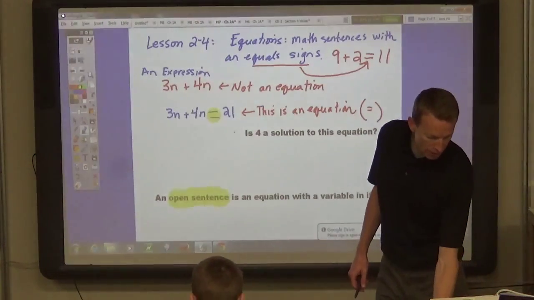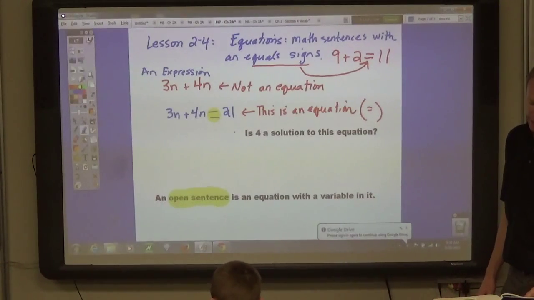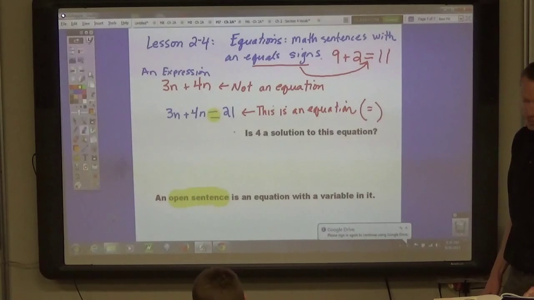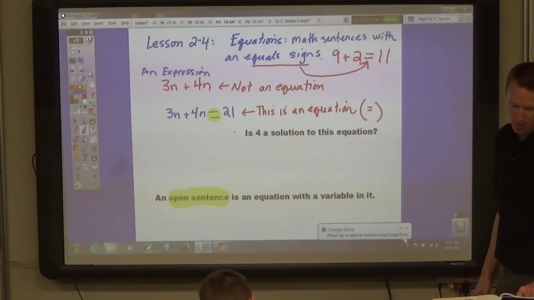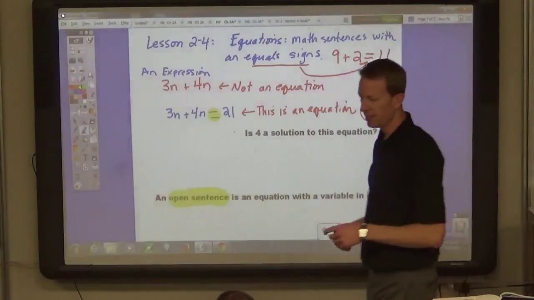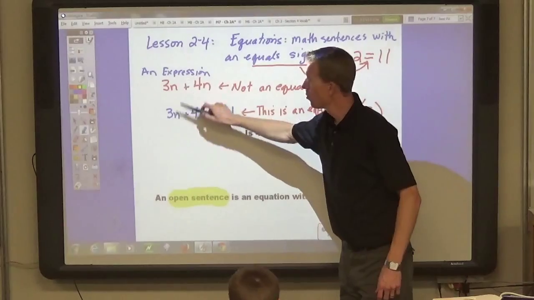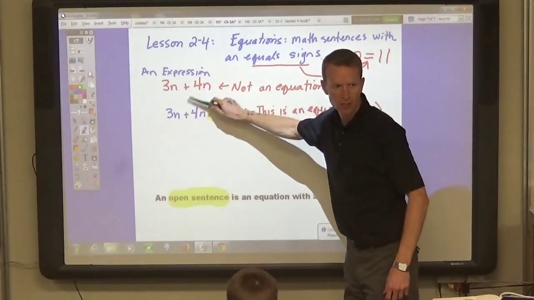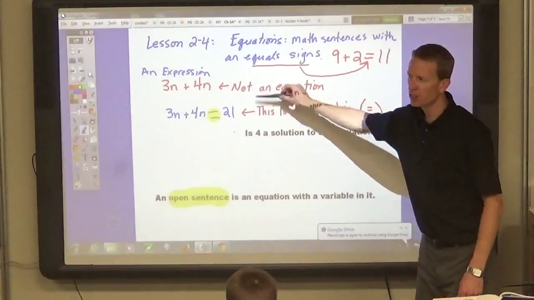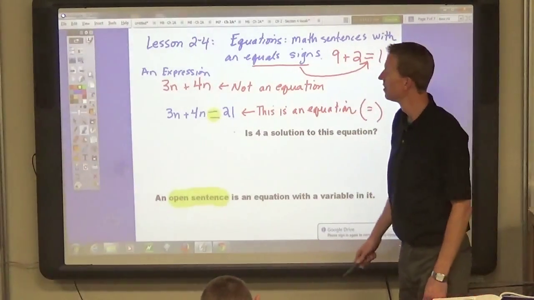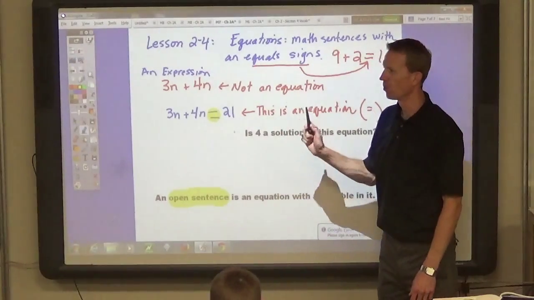On page 82, they give you some examples of equations. 9 plus 2 is 11. X plus 7 is 37. A plus negative 3 equals 2A plus 5. They all have equal signs in them. Here's another one. What's the difference between these two, Merlin?